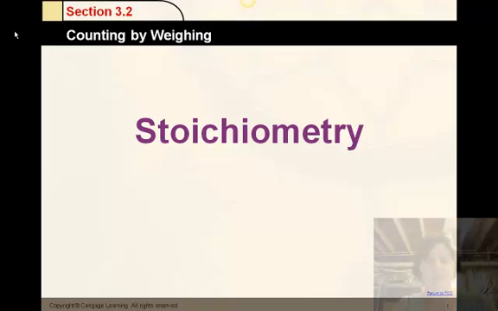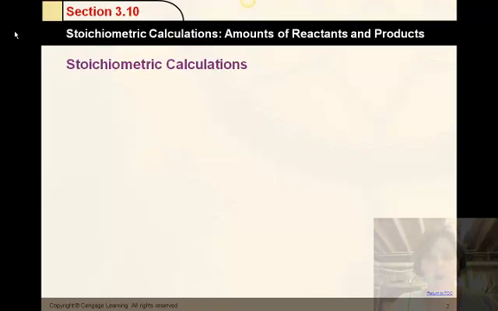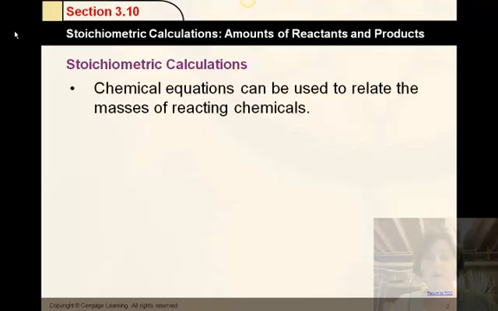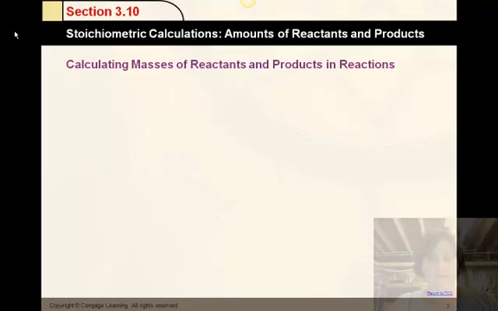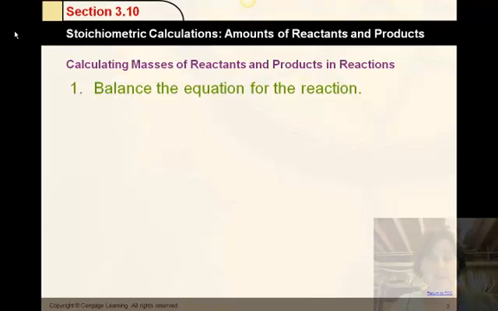This discussion is about stoichiometry and its importance. Hopefully it'll give you a quick little overview of what we need to do to convert grams to grams and grams to moles and so forth. What are these calculations? Well, chemical equations can be used to relate the masses of chemical reactants and products. And of course, the most important thing is balancing the equation for the reaction.